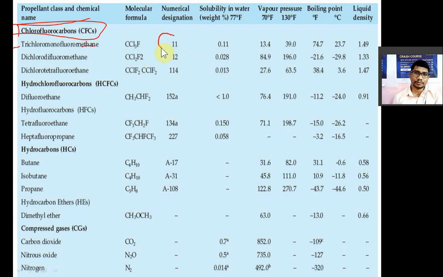Second, dichlorodifluoromethane, CCl2F2, and it is known as propellant 12. थर्ड होता है आपका डाइक्लोरो टेट्राफ्लोरोइथेन, CCl2F-CClF2. सो प्रोपेलेंट 114. इसका नाम ही याद रखना है: ट्राइक्लोरोमोनोफ्लोरोमीथेन प्रोपेलेंट 11, डाइक्लोरोडाइफ्लोरोमीथेन प्रोपेलेंट 12, डाइक्लोरो टेट्राफ्लोरोइथेन प्रोपेलेंट 114.